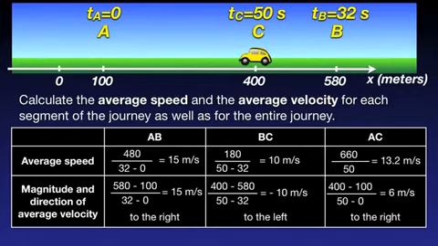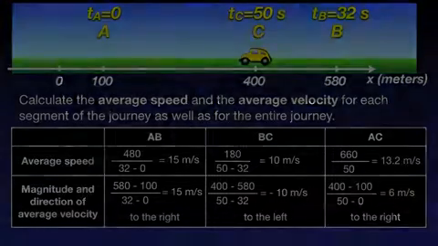Average velocity of 6 meters per second tells us that after 50 seconds, the car is now 6 times 50 equals 300 meters to the right of the starting point. Very often, the velocity of an object in motion changes in time. The rate at which velocity changes is described by another physical quantity called acceleration.